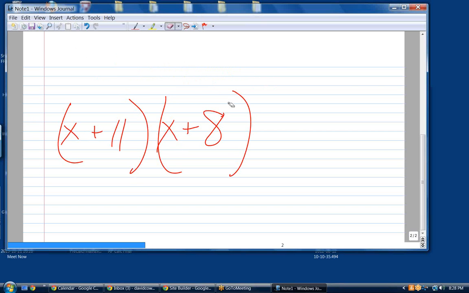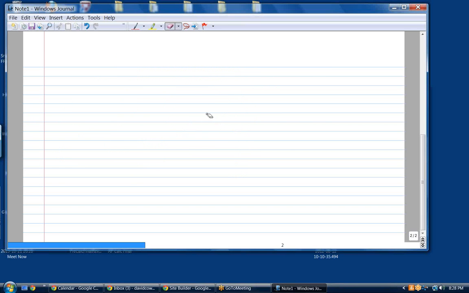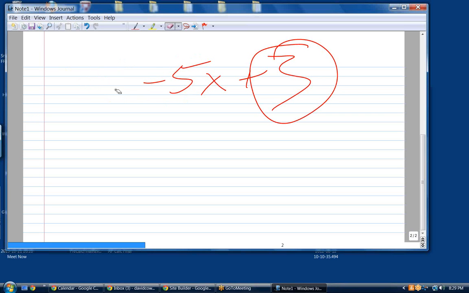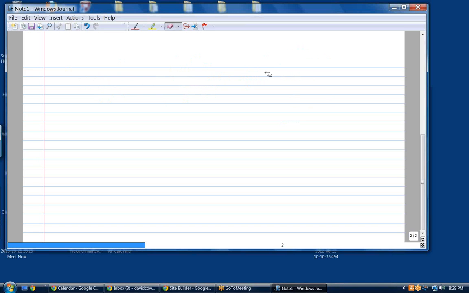Only becomes a little more difficult when you have something like 2x squared minus 5x plus 3, like one of them you gave me. Then you can't say that factors of 3 that add or subtract to the number 5 anymore, because one of those factors of 3 is multiplying 2x, not just x. Okay? All right.